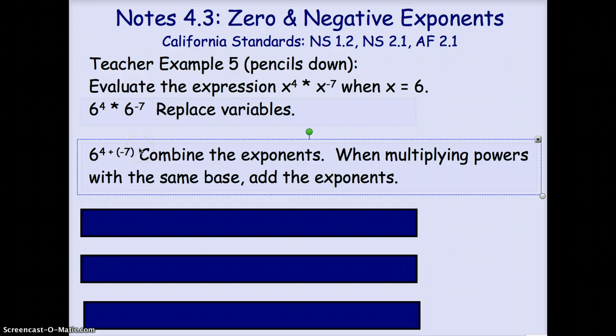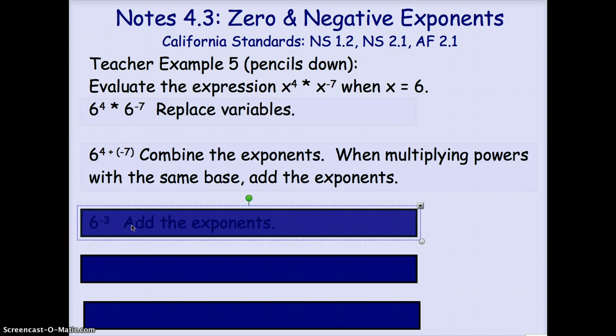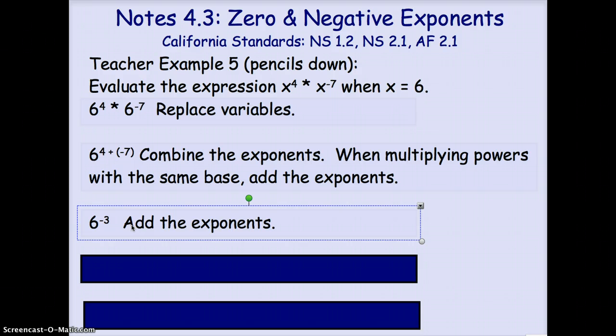Now, of course, you already know that 4 plus negative 7, I'm going to be secretly doing something else, which is 4 plus negative 7, or secretly subtracting negative 7 minus 4. And I know 7 minus 4 is 3, and the negative has a greater absolute value, so your answer would be negative 3.